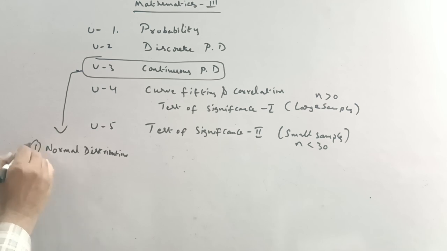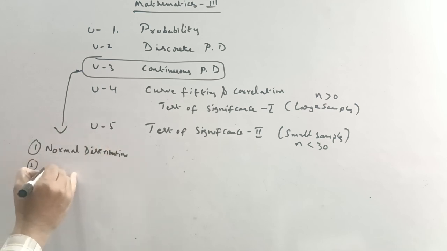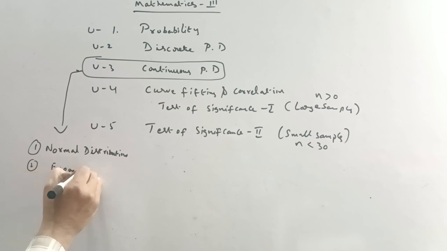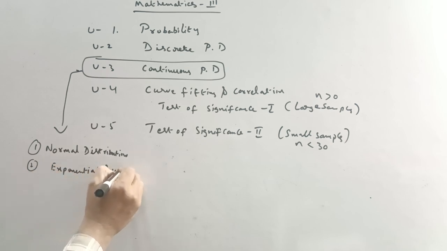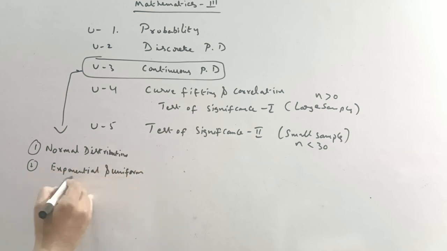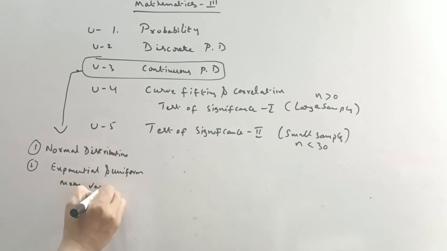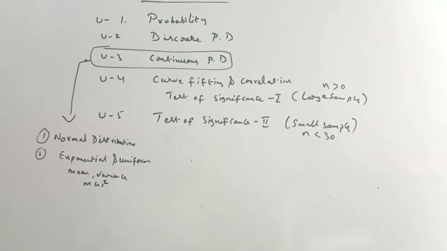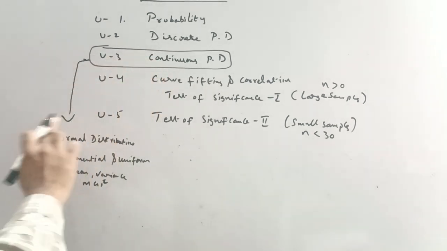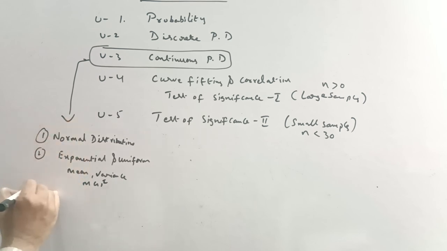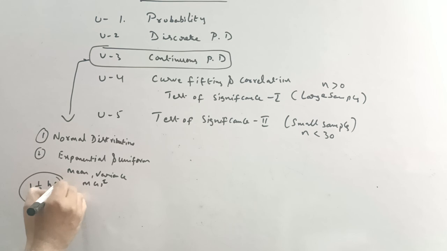So first you complete normal distribution, and second, exponential distribution and uniform distribution we have, correct? So learn the definitions. Mean, variance, MGF, this is small only. Just go through those sums: mean, variance, and MGF of exponential and uniform distributions. Unit 3 is a simple topic. It will take only hardly 1.5 hours. If you spend 1.5 hours, you can easily complete unit 3, continuous probability distribution.